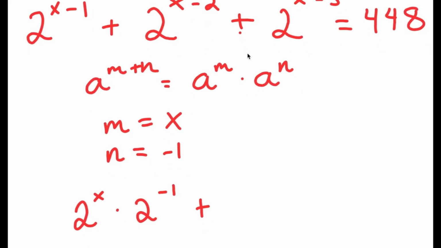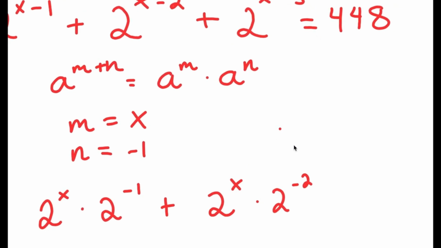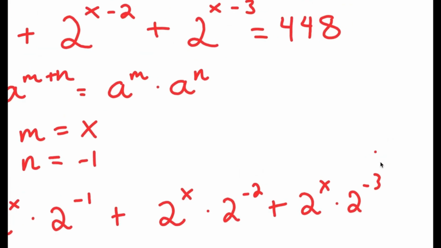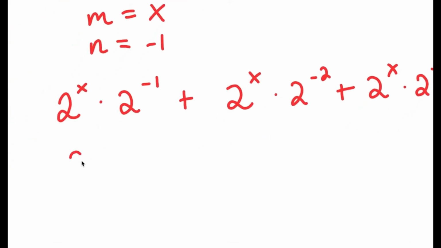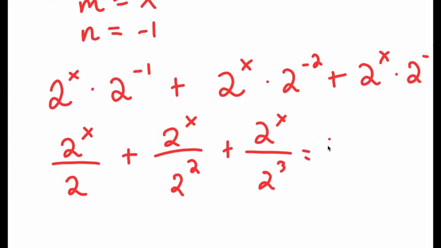Now I have this plus 2 to the power of x minus 2. That's going to equal 2 to the power of x times 2 to the power of negative 2. And 2 to the power of x minus 3, that's going to equal 2 to the power of x times 2 to the power of negative 3. Now I have this is equal to 448. Now 2 to the power of negative 1, that's the same thing as 1 over 2, which, if I multiply that by 2 to the power of x, I get 2 to the power of x over 2. Now I have this plus 2 to the power of x over 2 squared, plus 2 to the power of x over 2 to the power of 3, and this is equal to 448.